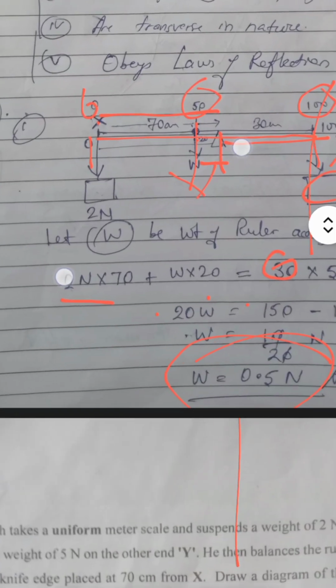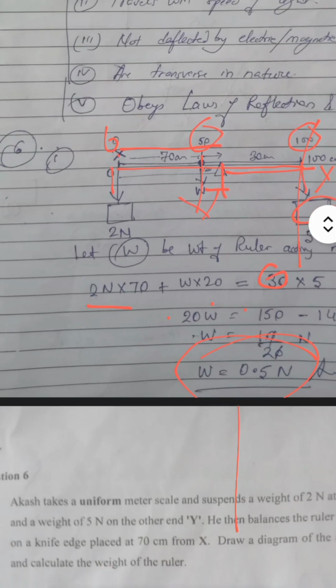Here we were with the balanced uniform ruler, question number 6. So we got the weight of the ruler is 0.5 Newton. So the next part of the question is draw the diagram. So the diagram is already drawn and weight is found. Let us move to question number 2.